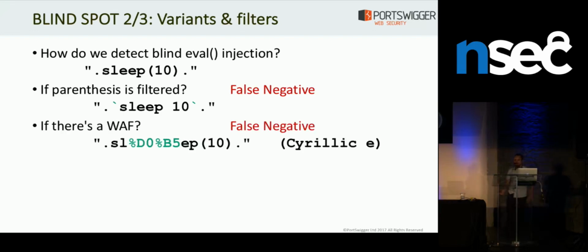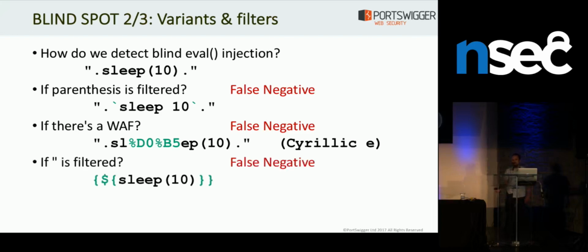And if there's a web application firewall looking for the sleep keyword, once again, that will just stop the scanner from finding it, even though it's probably still exploitable. I'm just using a Cyrillic E there, but that's one example of many potential WAF bypasses. And also, obviously, if double quotes are filtered, this payload won't work, but it's still exploitable. And of those 3 examples, 2 of those are from pen tests that I've done personally. Scanners will even miss SQL injection if your application is using double-quoted strings rather than single-quoted strings to encapsulate user input. Simply because it's not that common, so scanners don't try to find it.